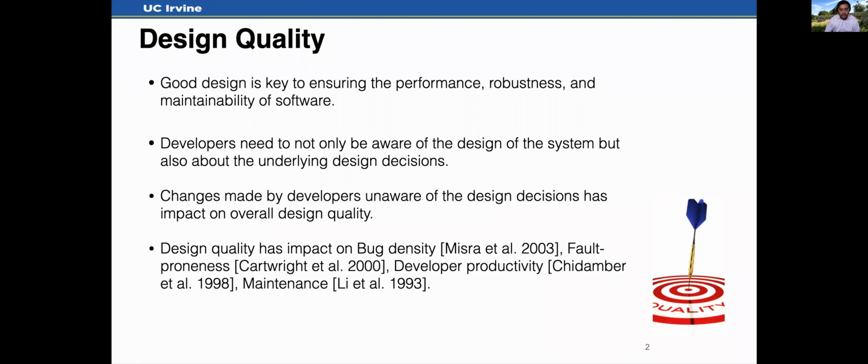Ensuring good design quality is important since it's the key to ensuring the performance, robustness, and maintainability of software. And developers need to not only be aware of the design of the system, but also about the underlying design decisions, because changes made by developers unaware of the design decisions have an impact on overall design quality, which can impact bug density, fault proneness, developer productivity, maintenance, etc., as shown in prior research.